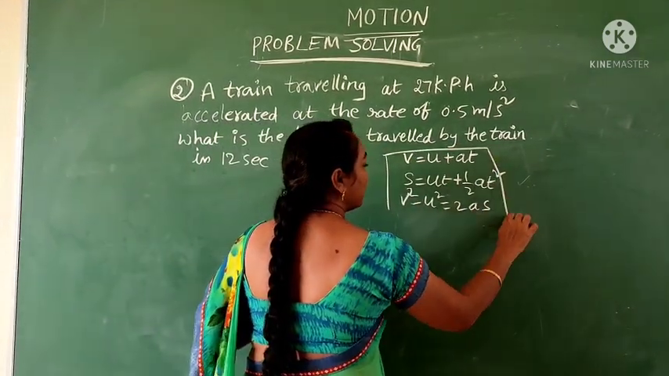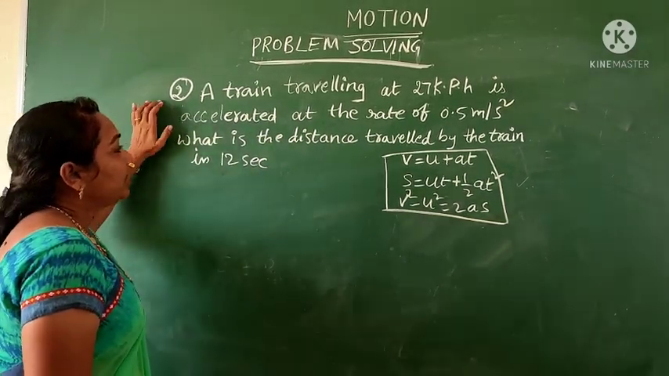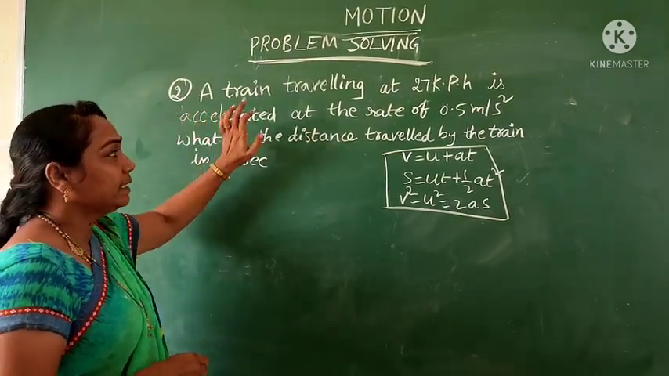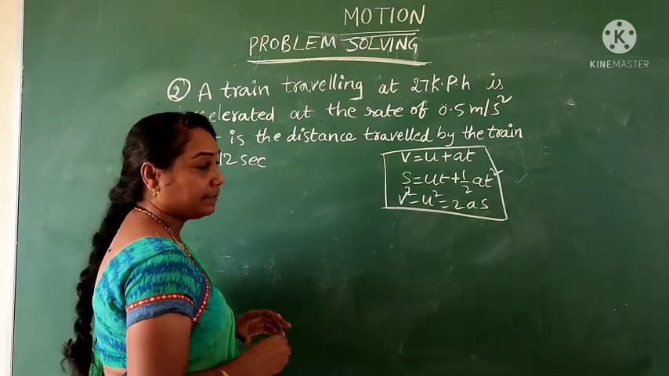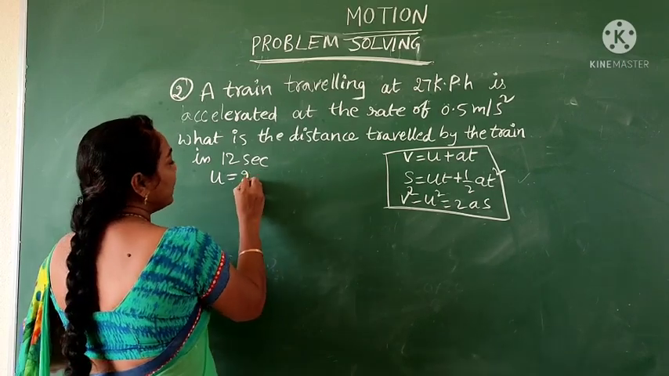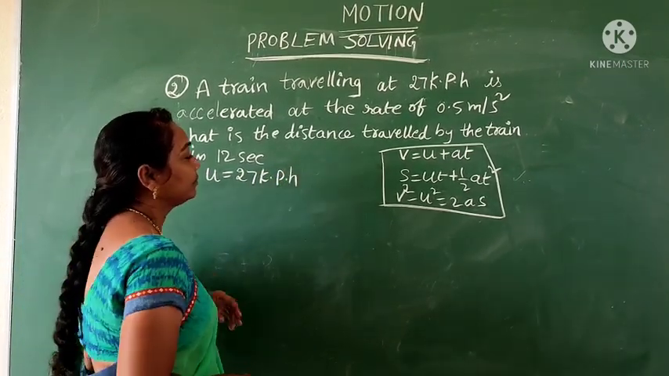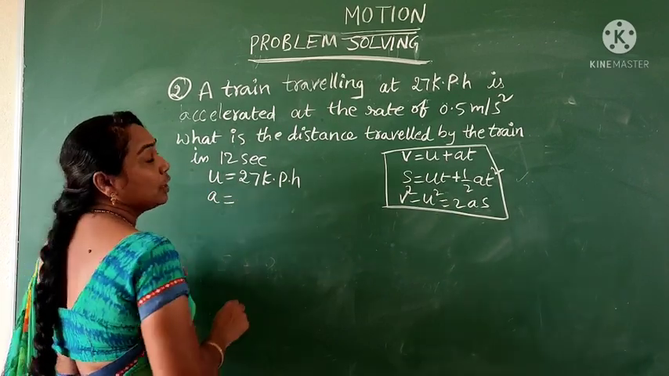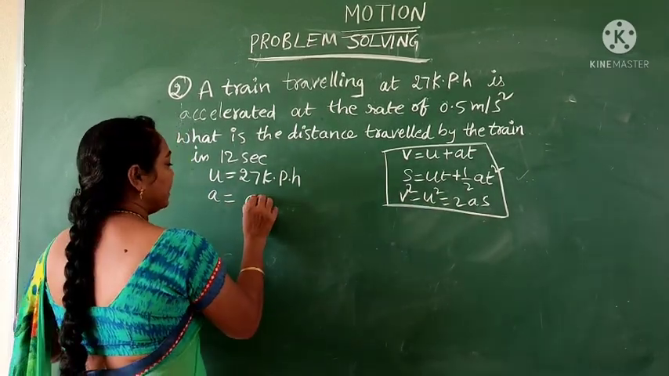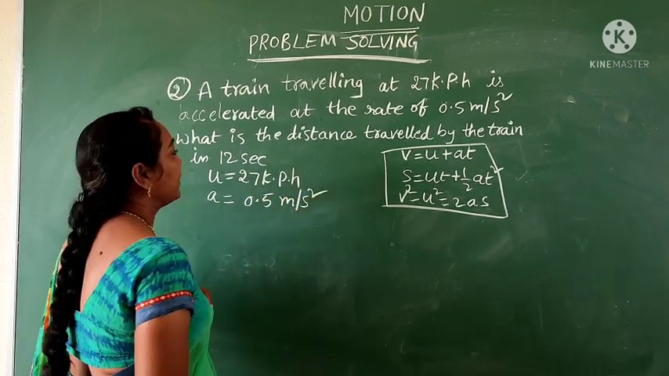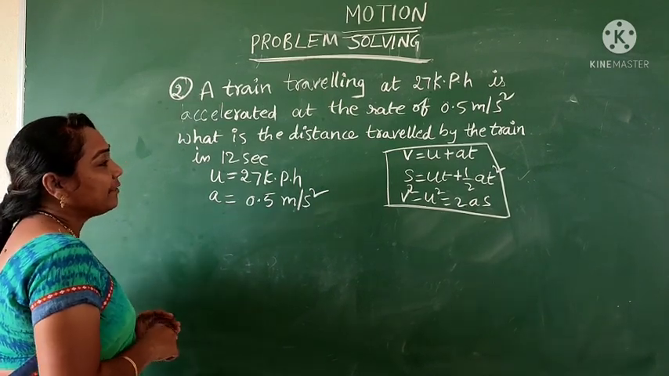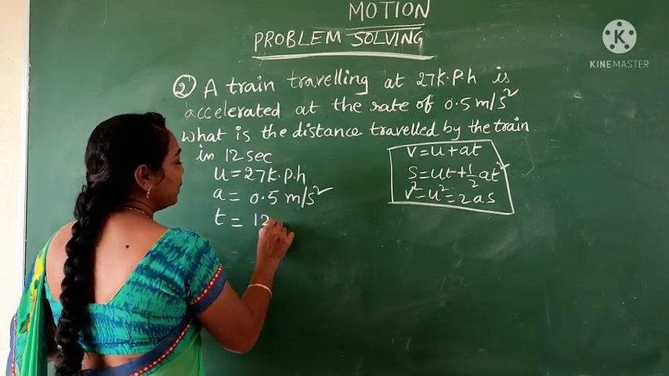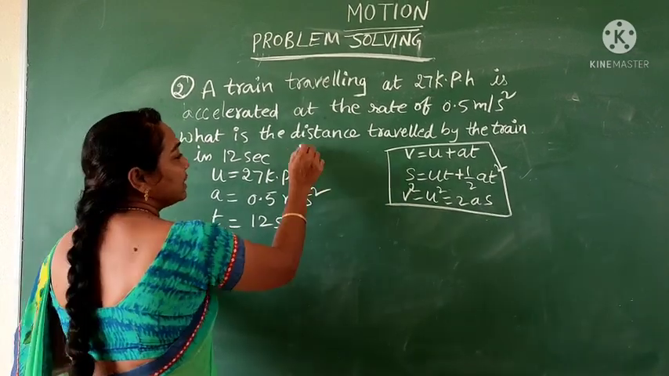Here, in this problem, we know the train traveling at 27 km per hour is accelerated. That means initial velocity u equal to 27 km per hour. And then, acceleration. What is the acceleration here? A equal to 0.5 meter per second square. And what is the distance traveled by the train in 20 seconds? Here, time also given. What is the time? Time t equal to 12 seconds. We have to find out the distance in this problem.